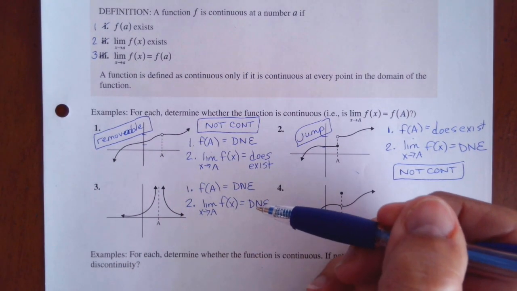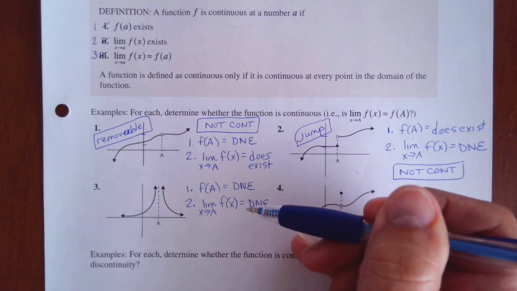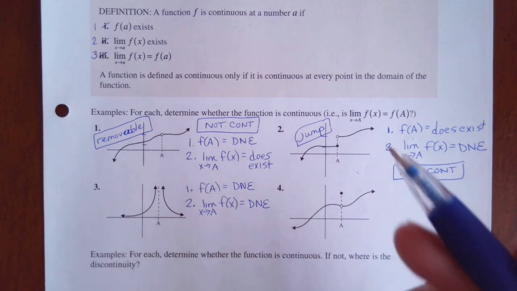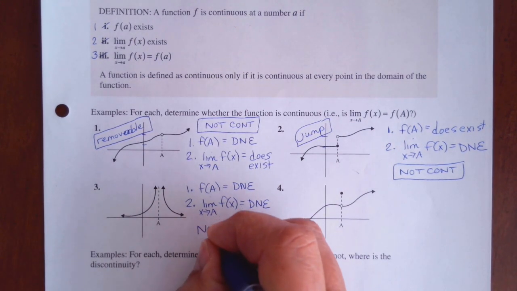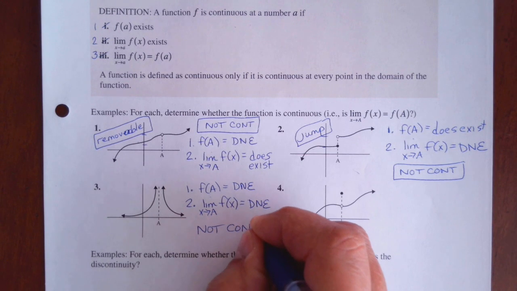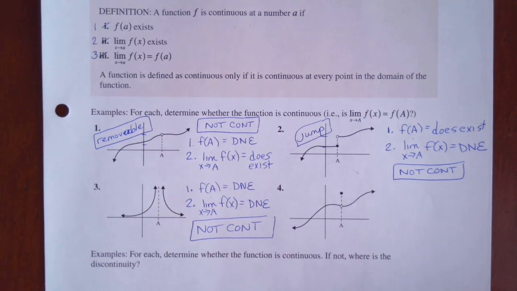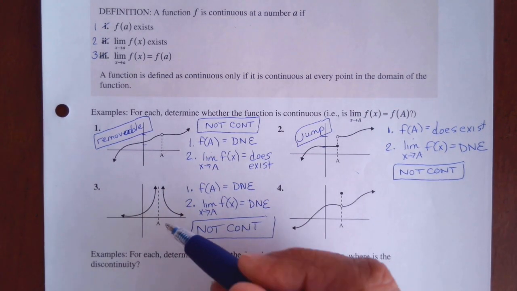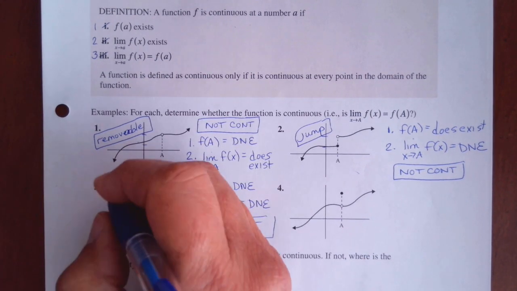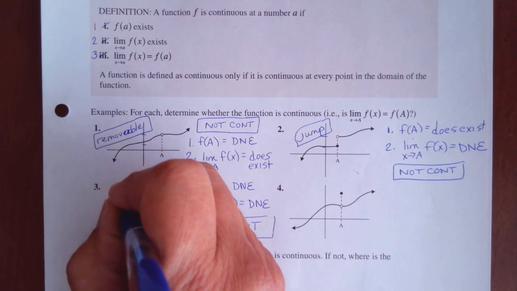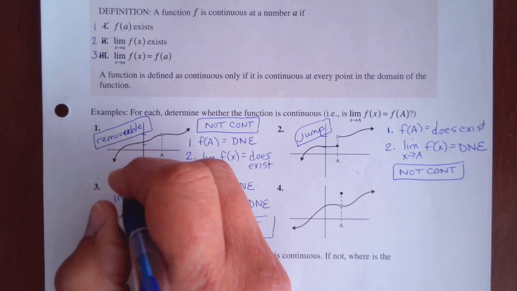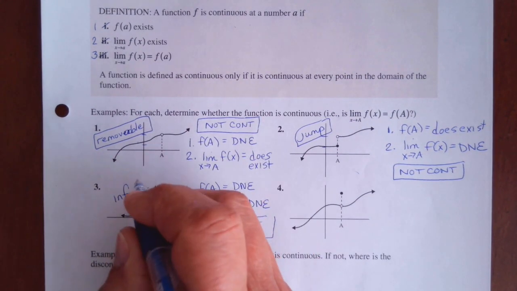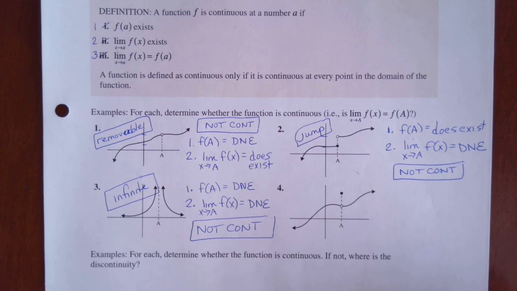So I didn't really have to check number 2 because I already failed number 1, but I'm just showing you on both. So this is not a continuous function because of all of that. Now, this kind of discontinuity is what we call infinite, when the limits go to an infinity, positive or negative. So we have 3 different kinds of discontinuity: removable, jump, and infinite. So all a little bit different.